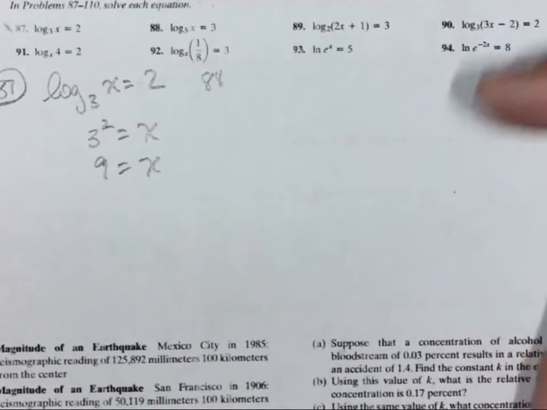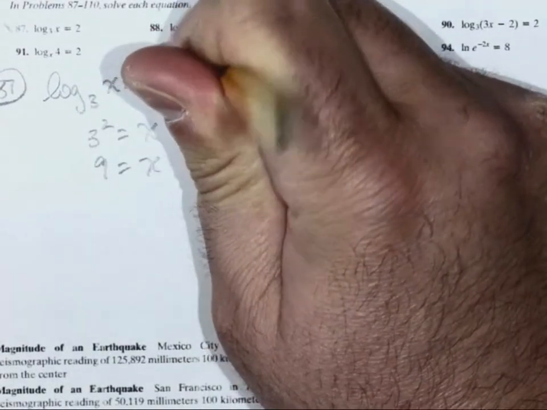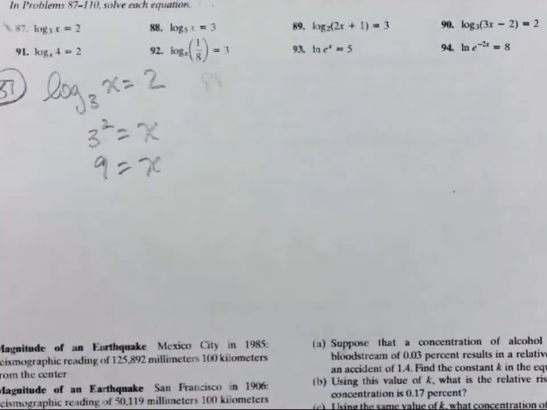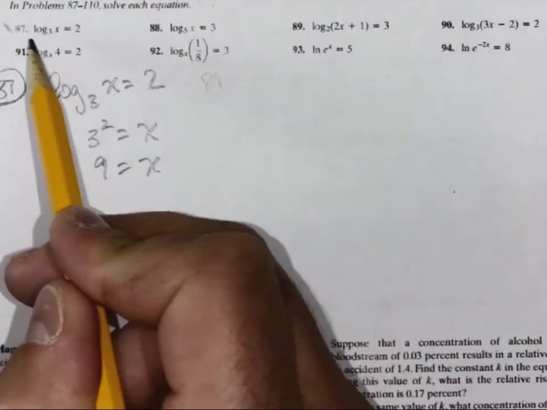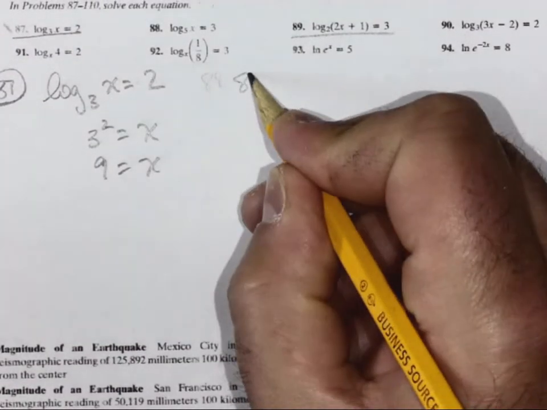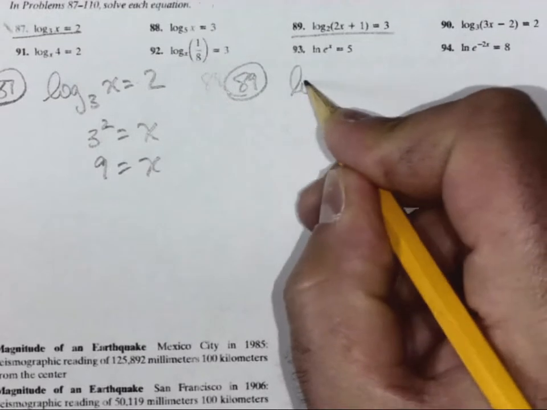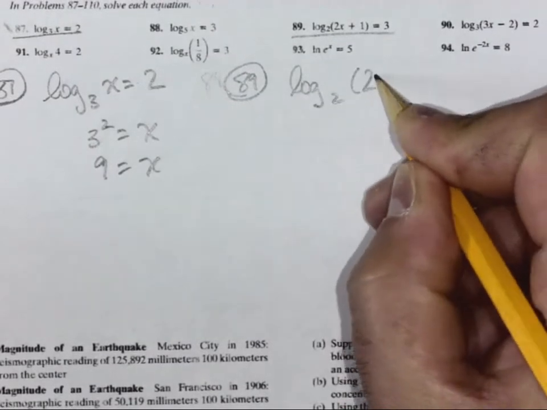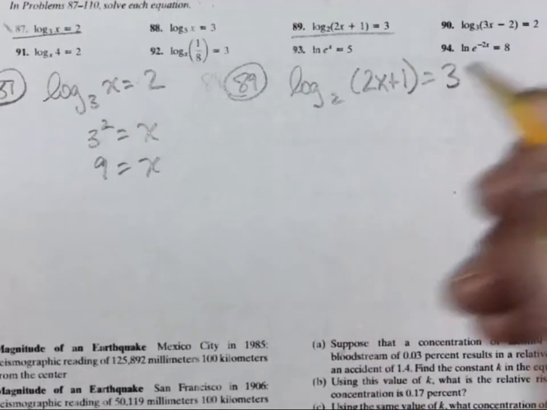Alright. So 88 is like 87. The solutions for these are on Blackboard. But in an effort to keep this video a little shorter, I'm just going to do the odd ones here. So 89, log base 2 of 2x plus 1 equals 3.